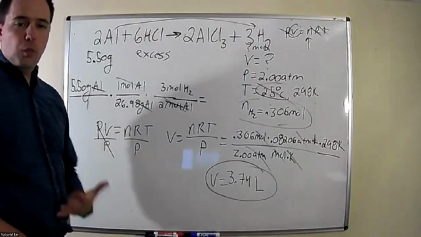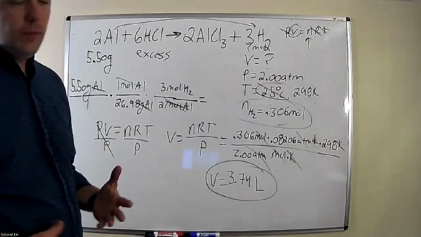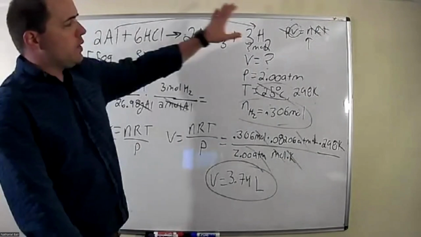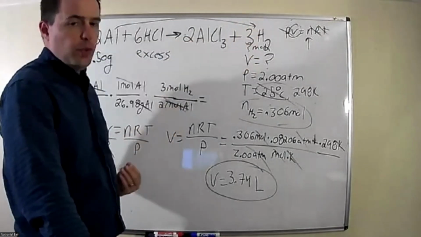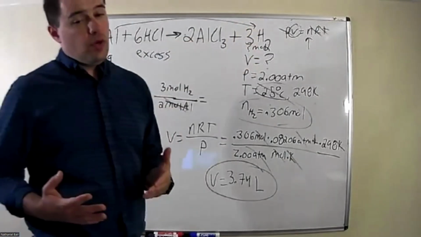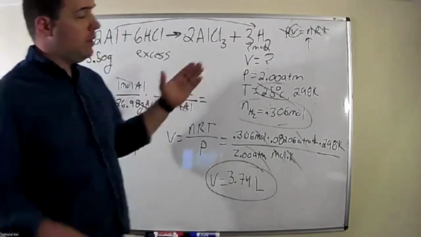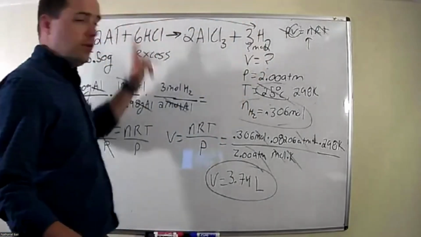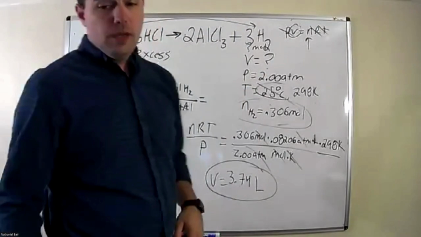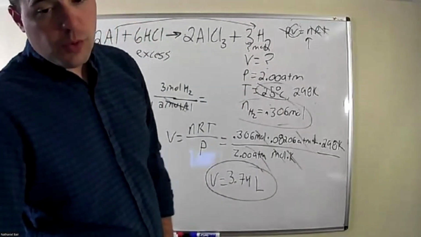So a little more work with these problems. Now you have to do some reaction stoichiometry before you can do the ideal gas law. You could also do this in reverse. You could do an ideal gas law to get n and then do some reaction stoichiometry. So the problems kind of take one of two forms.